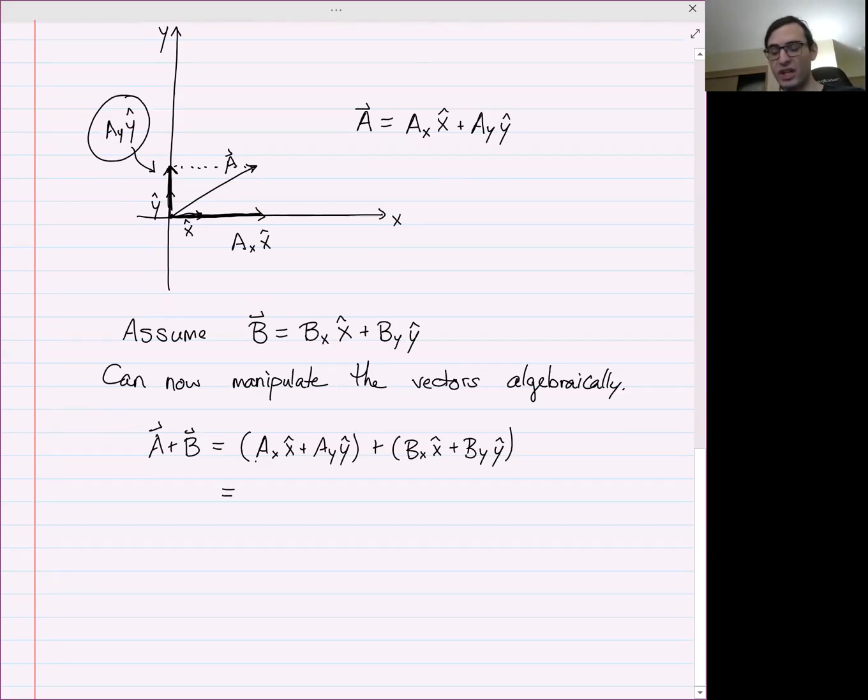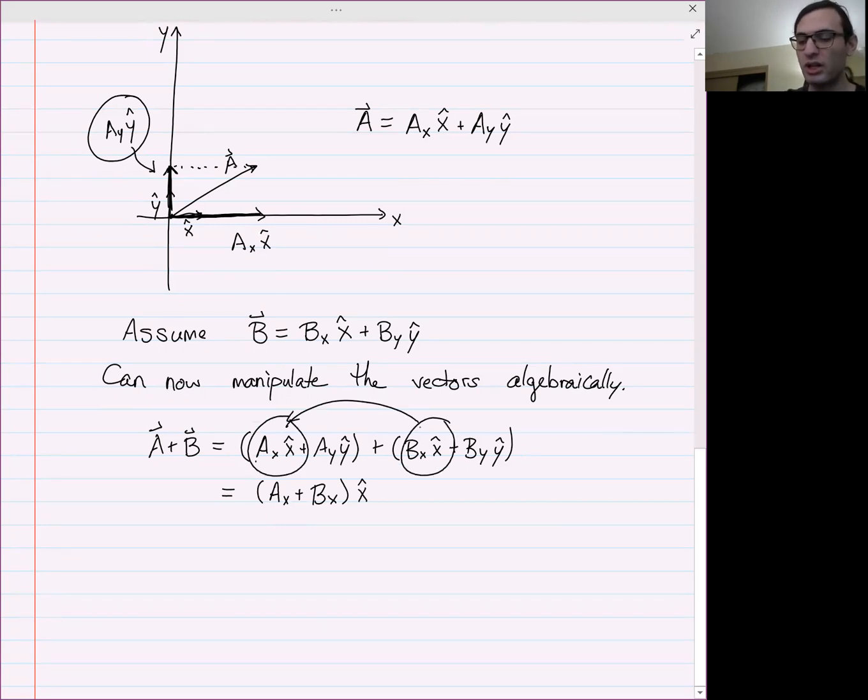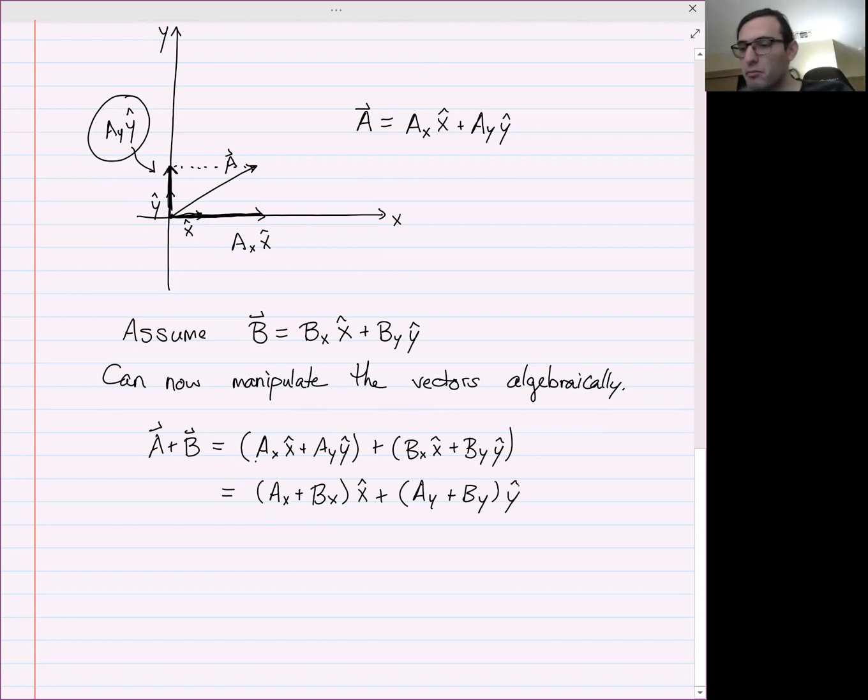So addition is associative, that's just a true fact. So we can rearrange these parentheses and reorder things. So this is equal to AX plus BX in the x hat direction, right? All I did was combine these two terms and then factor out the x hat. X hat is just a symbol that you can factor out here. We're just treating it like a symbol, plus AY plus BY in the y hat direction.